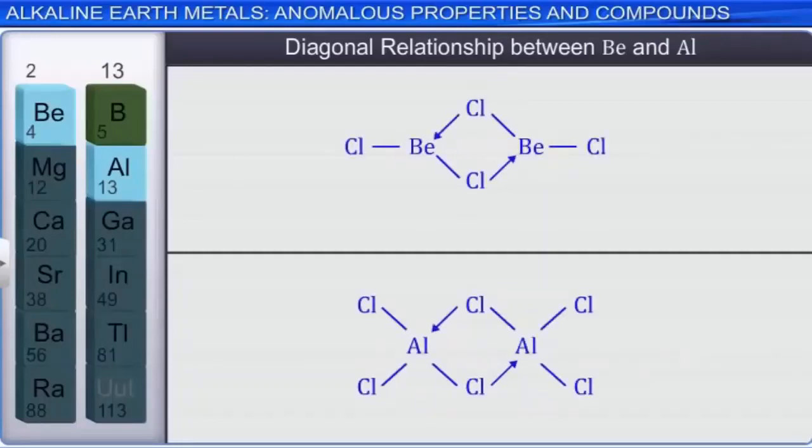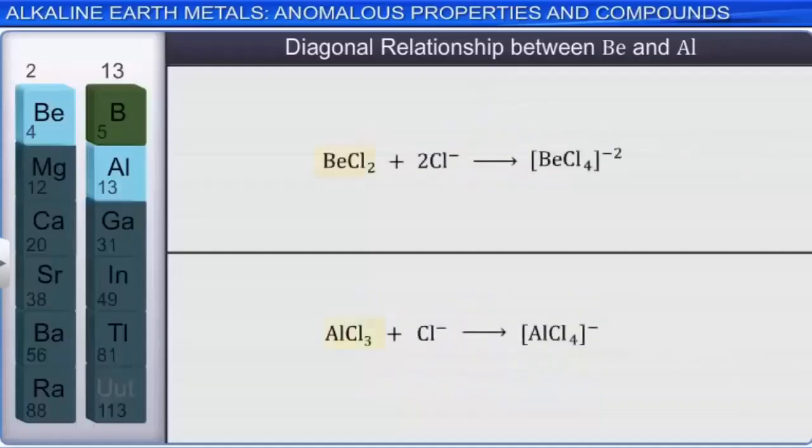Both the chlorides are strong Lewis acids, acting as electron pair acceptors in chemical reactions, as shown in the reaction given here. Both the chlorides are used as catalyst in the Friedel-Crafts reaction shown here. Both beryllium ions and aluminium ions form complex ions.